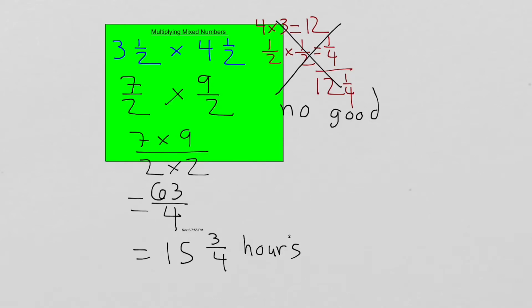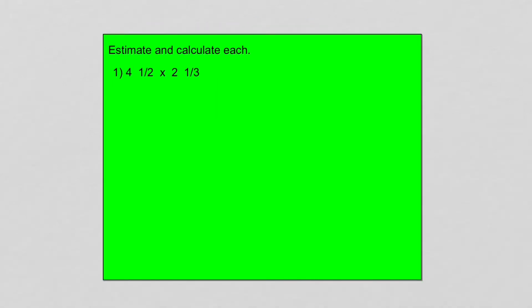This is the second video on multiplying mixed numbers. On this one, we're going to focus strictly on the estimating and calculating of these products using mixed numbers. So this is the last question where we discovered we would have to change the mixed numbers to improper fractions to multiply them correctly. Let's do some more questions like that. And we're going to estimate and calculate each.